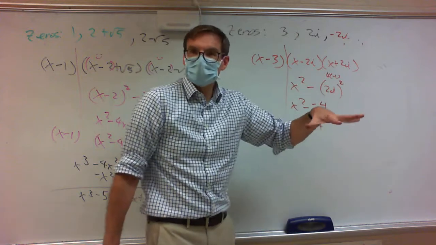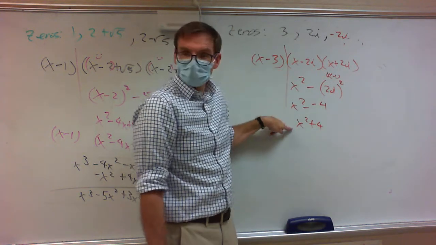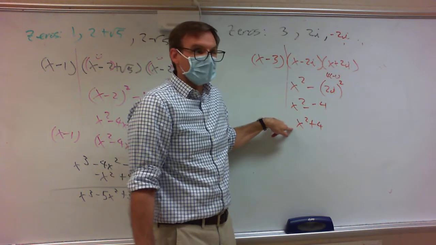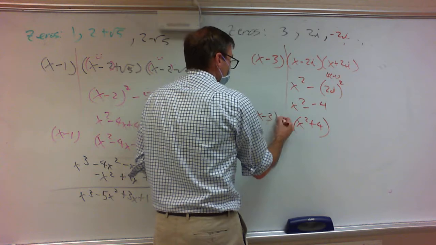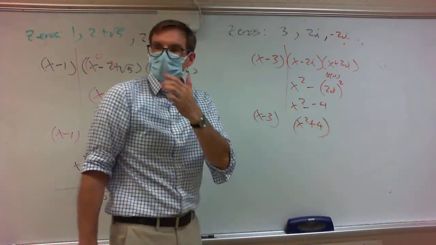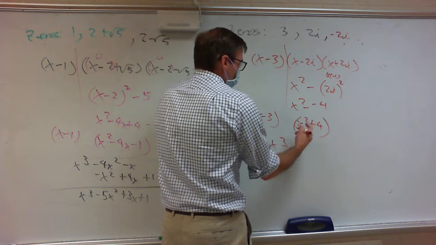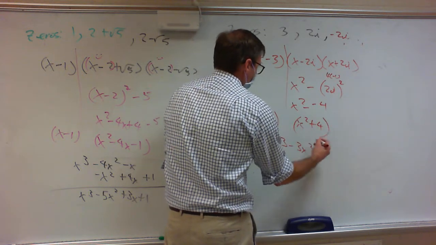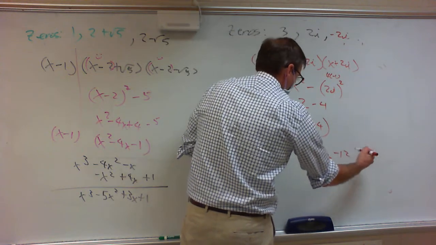Now you might be able to get there a little faster than I did, but do you see how this gets to here? And so I have an x squared plus 4, and this is going to give me an x minus 3. And now I have to distribute this, and this times this is going to give me x cubed minus 3x squared plus 4x minus 12.